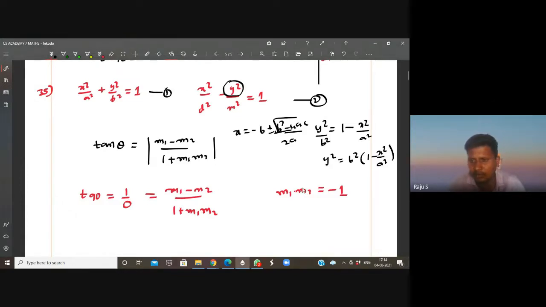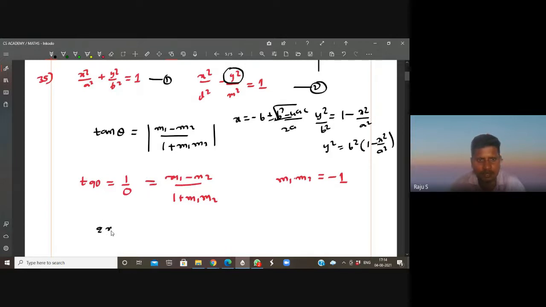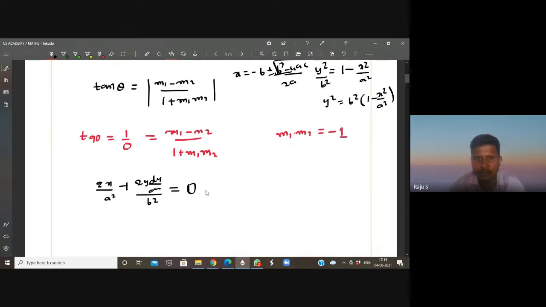Anyhow, before that, what is dy by dx for equation 1? Yes, students, dy by dx. 2x by a square plus 2y dy by dx by b square is equal to 0. Which implies, the 2 gets cancelled, right? So here dy by dx is equal to minus x by a square into b square by y. Let us take this as m1.